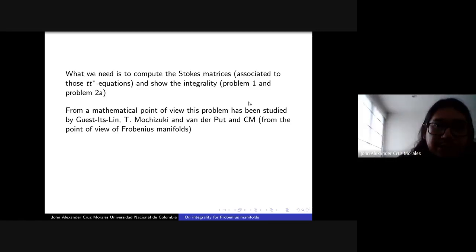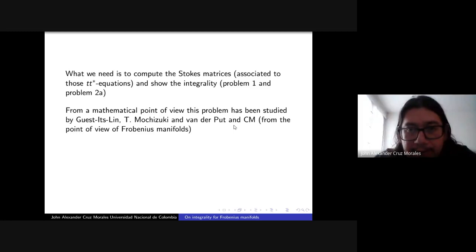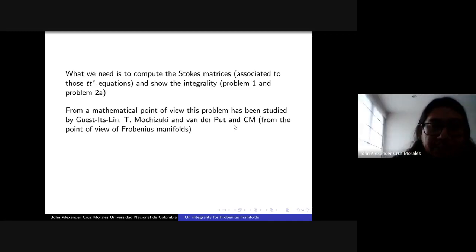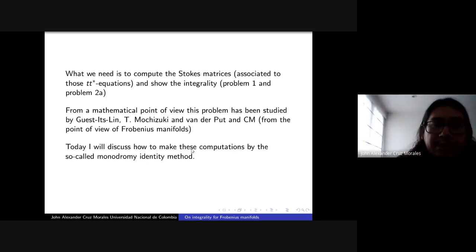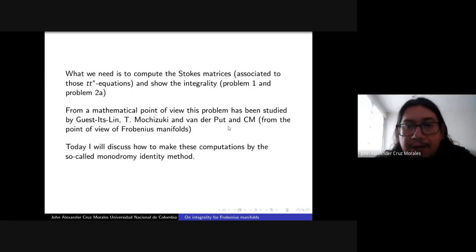So what we did with Marius van der Put was to compute some examples, and the talk today is an extension of the previous work I made with Marius. Today I will discuss how to make this computation by the so-called monodromy identity method, because that was the method we used with Marius van der Put for computing the Stokes matrices.